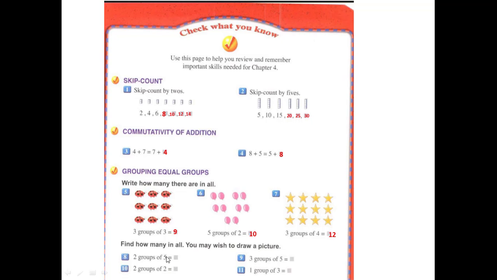Okay? 2 groups of 5. That means you have double 5. Be careful. When you multiply by 2, the answer is double. 2 times 5 is equal to 10. 3 groups of 5 is equal to 15. 2 groups of 2 is equal to 4. 1 group of 3 is equal to 3.